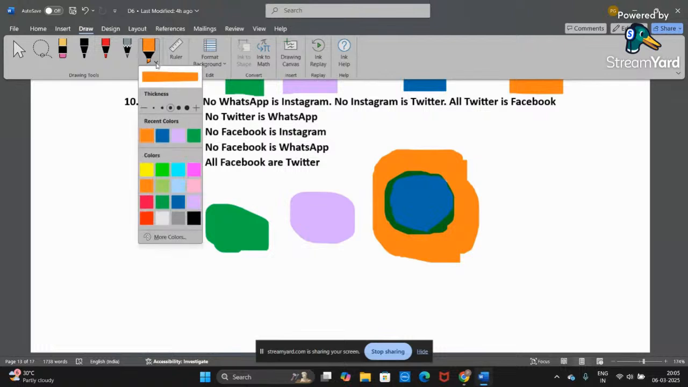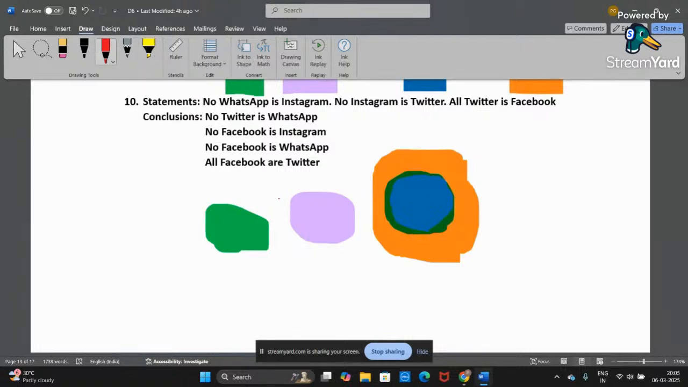Now let's analyze. This green is WhatsApp, this purple is Instagram, this blue is Twitter, this orange is Facebook. They have given that all Twitter is Facebook. Let's see the conclusion. No, Twitter is WhatsApp. Yeah, Twitter is separate and WhatsApp is separate. So this is correct. No, Facebook is Instagram.